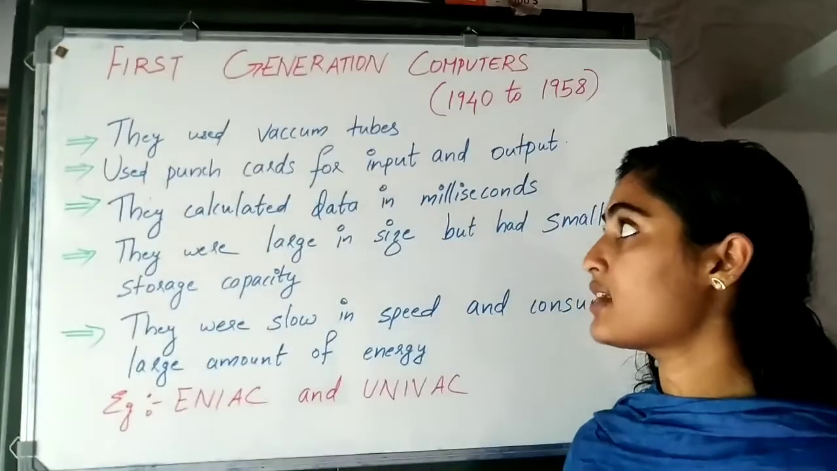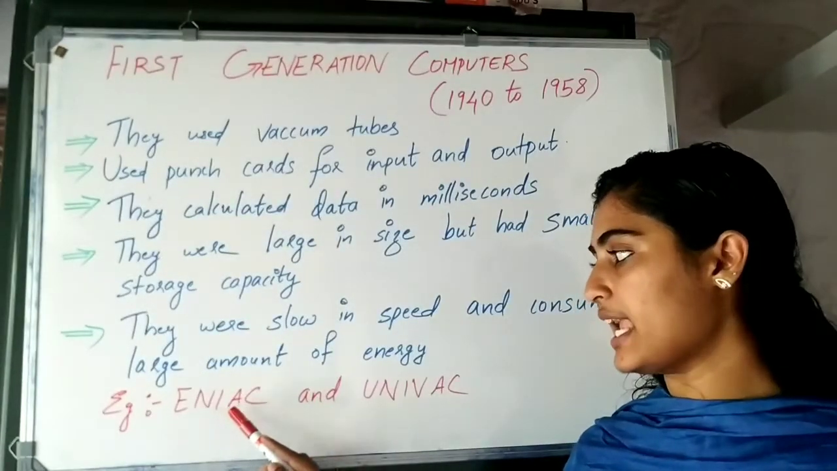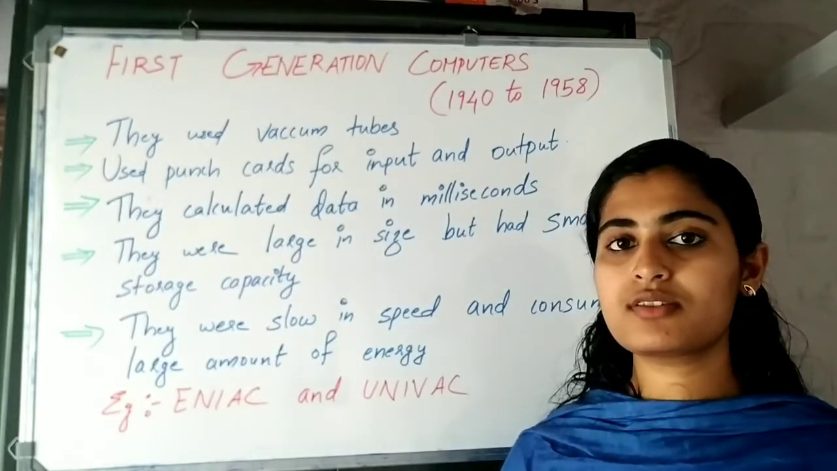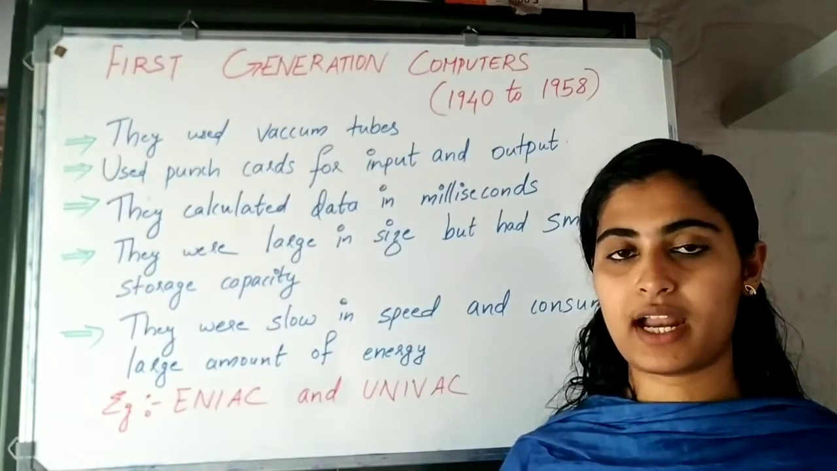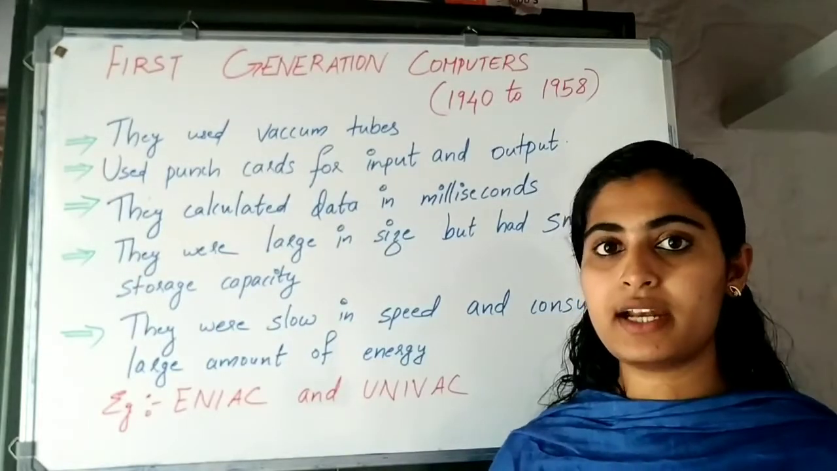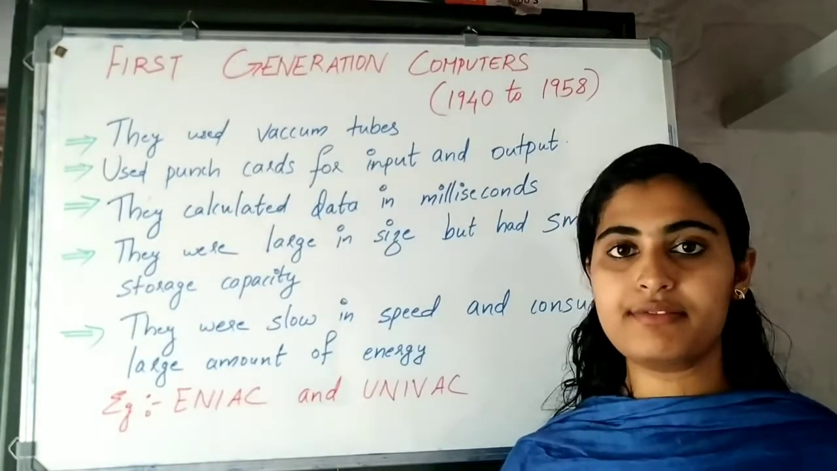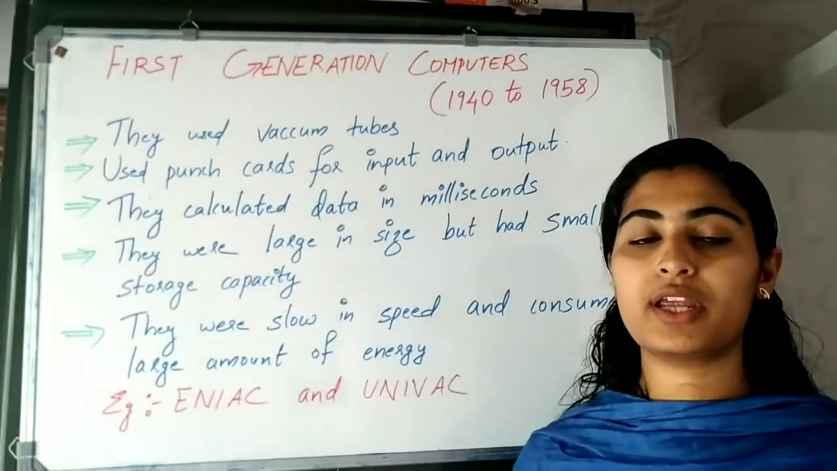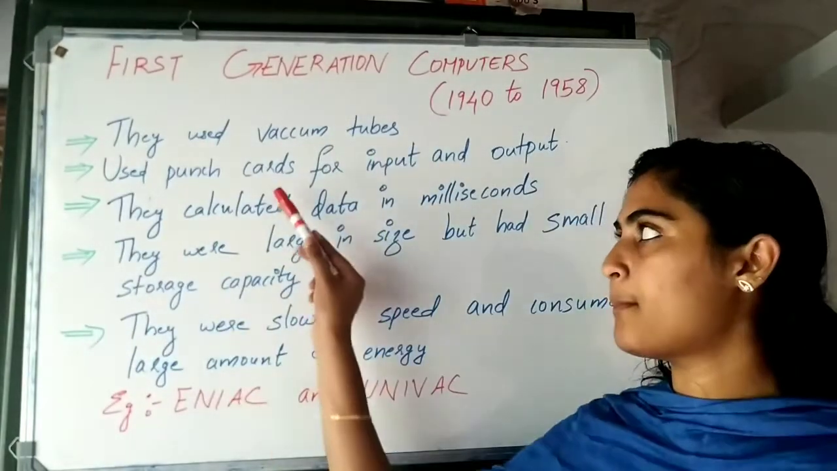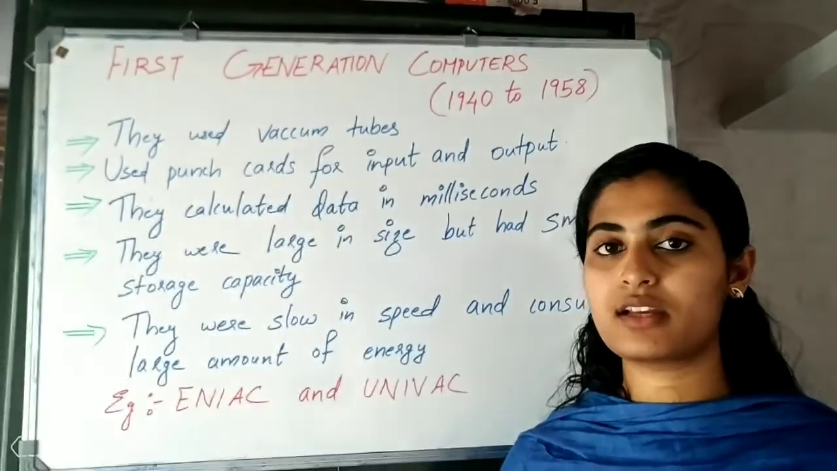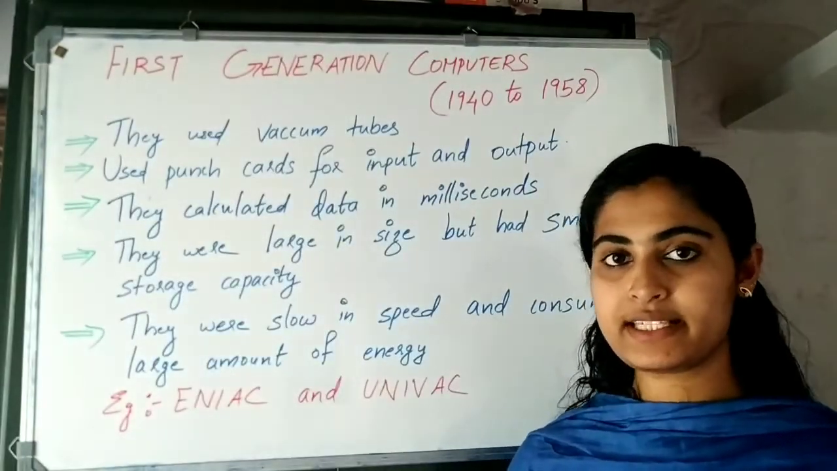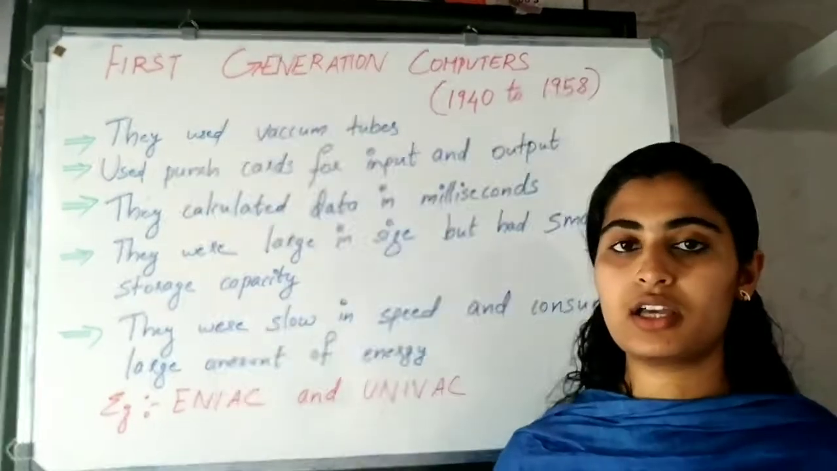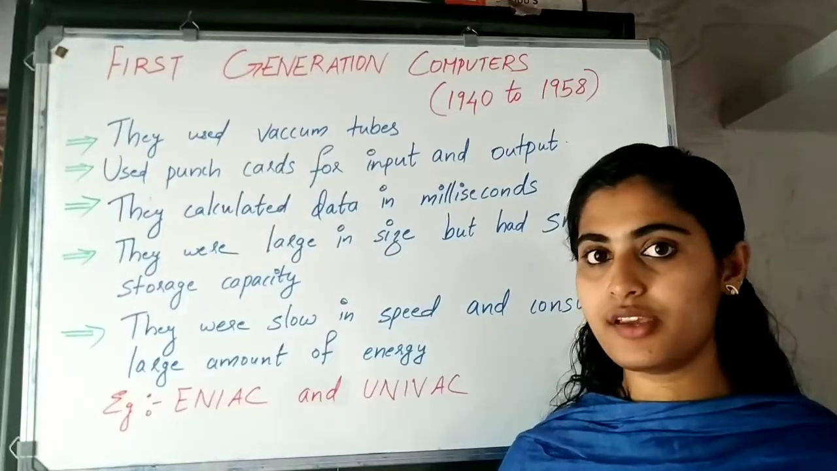Then what are the examples of first generation computers? They are ENIAC and UNIVAC. So this is about first generation computers. The time period was from 1940 to 1958, and the technology used was vacuum tube. For inputting and outputting they used punch cards. Data was calculated in the form of milliseconds, and they were very large in size, but their storage capacity was very small.